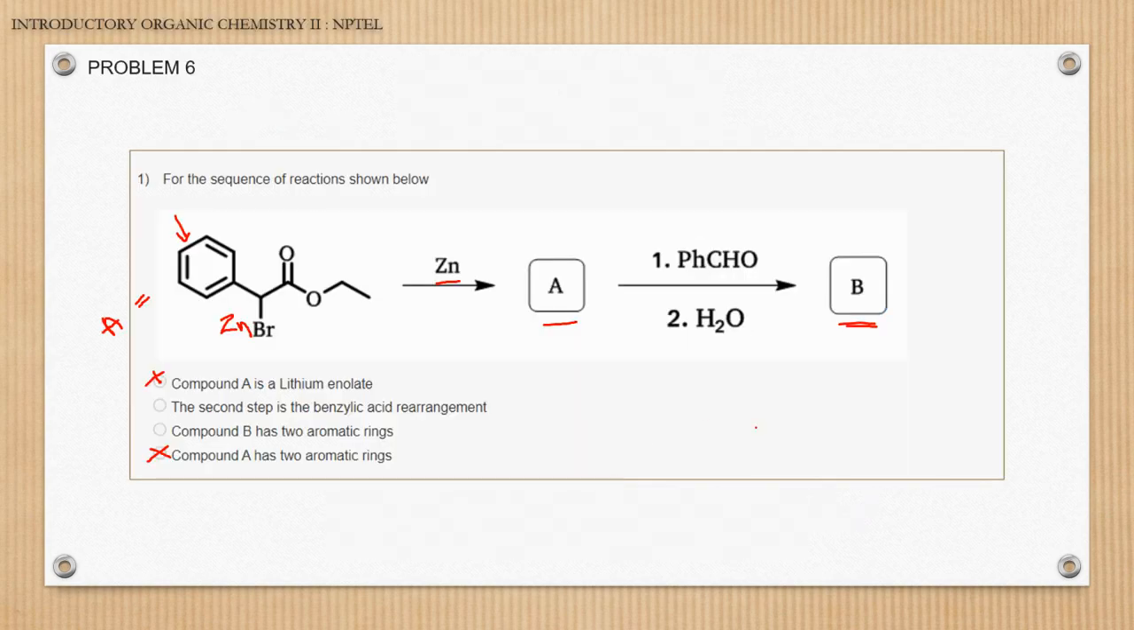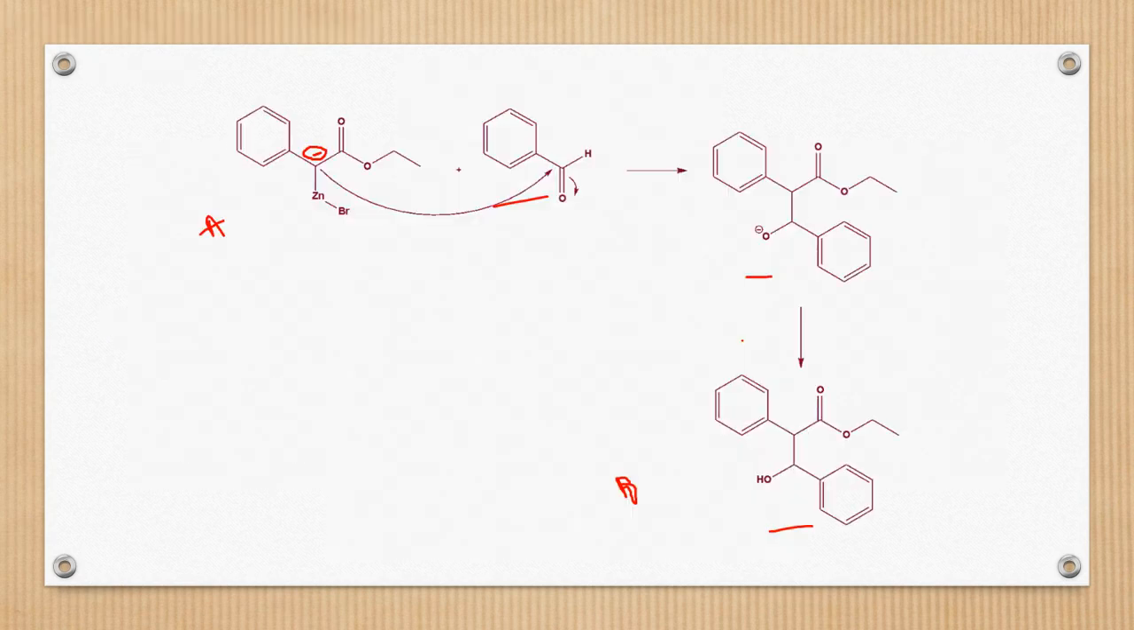So here in the first step they have treated with benzaldehyde, and in the second step they have treated with water, which means they have treated it with benzaldehyde up to here, oxyanion generation. After that, treating with water will abstract a proton and will give you an alcohol. So this is the B compound.